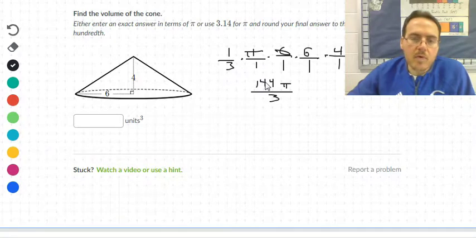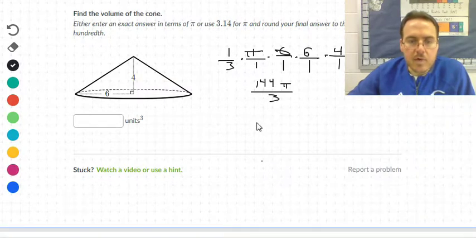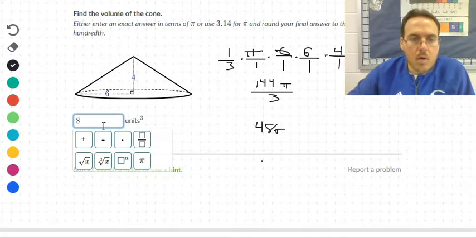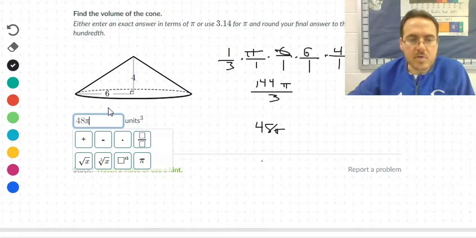1 and 4 is 5. That can be divided. So what's 144 divided by 3? 48. So it'll be 48 pi. Not 8, 48. Please don't get them wrong in the assessment because you misclicked.